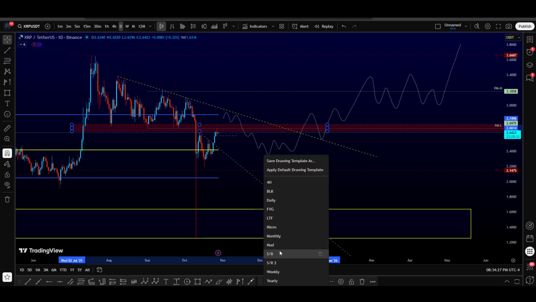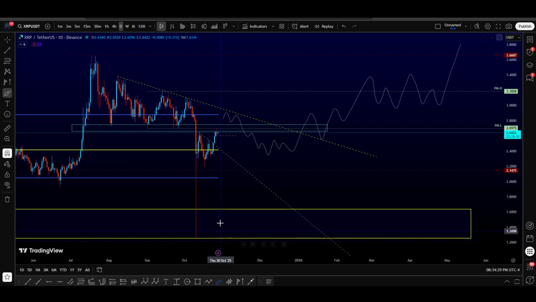Keep in mind right here is massive resistance, right? So we need to flip that into support for sure, or else we will get a move back to the downside.